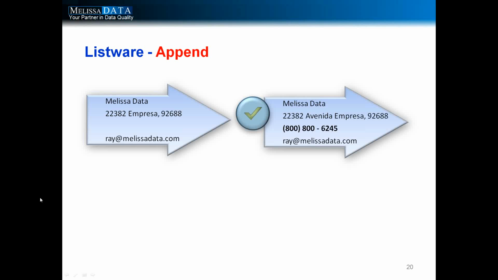In this example, we use a valid company and address that I've verified, and therefore our data can append a matching phone number to that record.